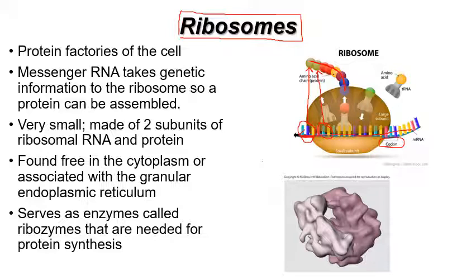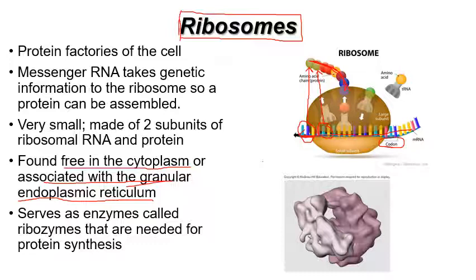These ribosomes are made up of a large subunit and a small subunit, and made up of ribosomal RNA and also protein. They serve as the enzyme sites to put those peptide bonds together between the amino acids. There are 2 places you would find the ribosomes. You can find them free, floating in the cytoplasm, or associated with the granular endoplasmic reticulum, which we're going to talk about in a second. And this is basically depending on where the proteins are going to be used.